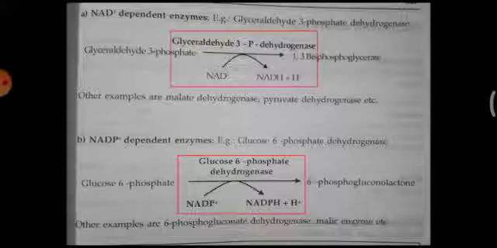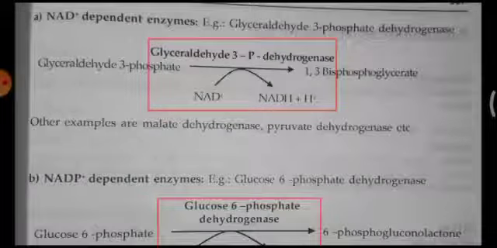As we have discussed, niacin gives rise to two coenzymes, NAD and NADP. This is the illustration of examples involving NAD and NADP. The first one is an NAD required reaction. Glyceraldehyde 3-phosphate is converted to 1,3-bisphosphoglycerate. This is a glycolytic pathway reaction. NAD is converted to NADH, and this reaction is performed by glyceraldehyde 3-phosphate dehydrogenase, and this enzyme is consuming NAD for its reaction. Other examples are malate dehydrogenase and pyruvate dehydrogenase, which come in the Krebs cycle or citric acid cycle.